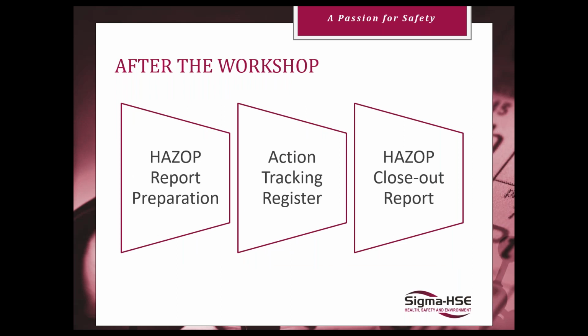Okay. So after the workshop, it starts with the report preparation by the facilitator and the scribe. Then the project team has an action tracking register. It could be however they track open action items on the site. It could be a master list. It could be EH&S software. However you need to make sure you're tracking not only that we have these actions, the steps taken, how we're closing them, and once it's closed, proof of closure. And then you have your HAZOP closeout report, which would show, yes, these have all been closed.